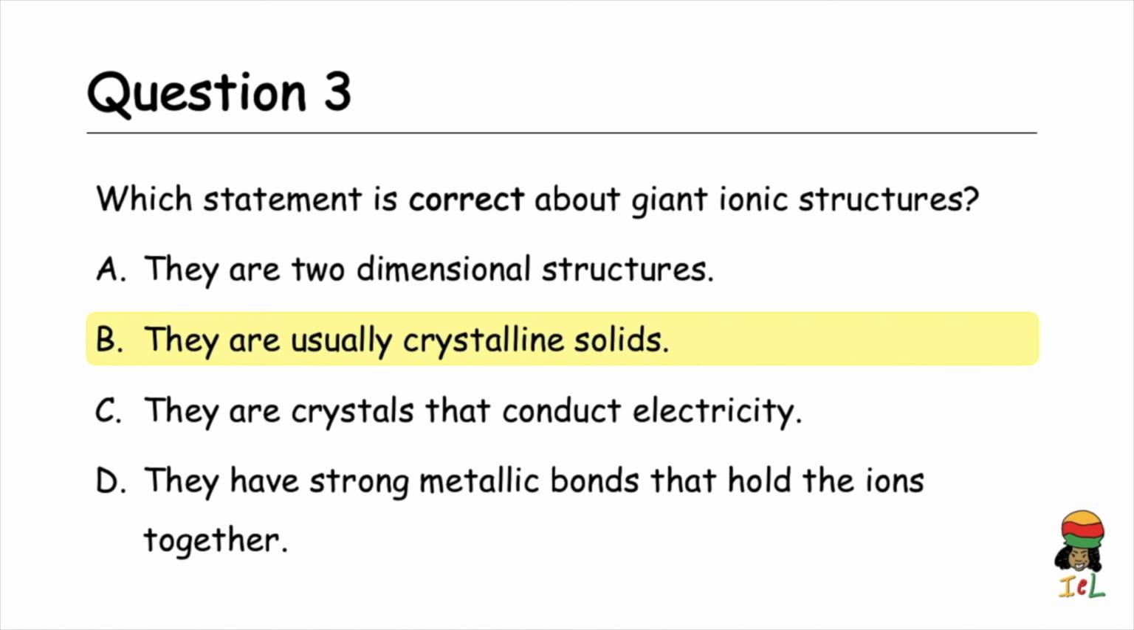The answer is B. They are usually crystalline solids. That's the only statement that is correct about giant ionic structures.